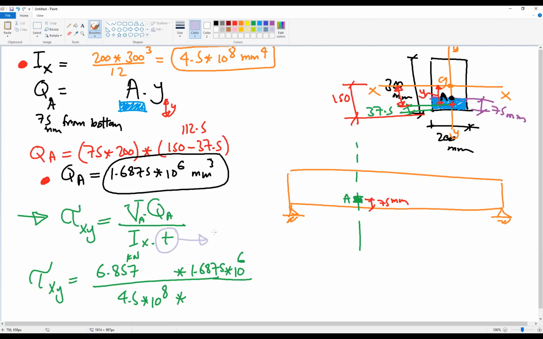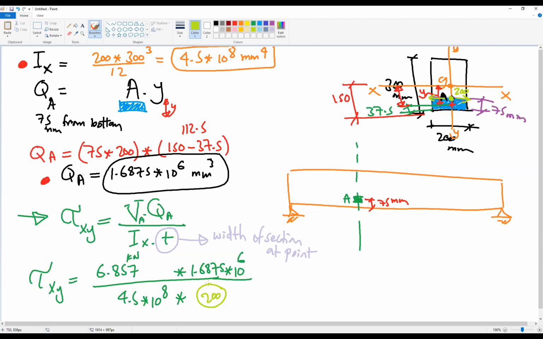The distance of the area from the center. No. If you return back to the shear equation, t was the width of the section at the point of stress, right? If we are calculating the stress at A, what is the width of the section at A? 150 minus 75? Oh, width. Yeah, width, not 200. Height is 200. The width of the whole section is 200, so this is still 200 millimeter, right?